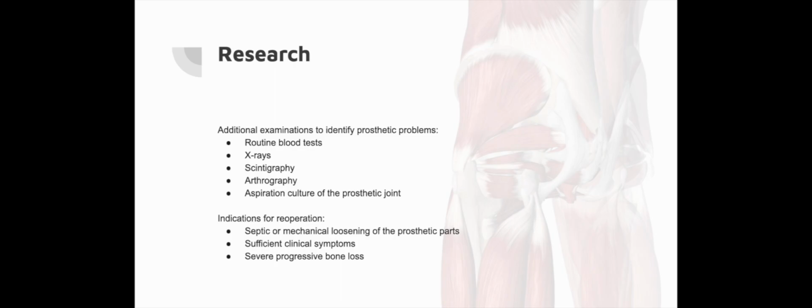Research. Additional examinations are often needed to distinguish prosthetic problems. Blood tests, X-rays, scintigraphy, arthrography, and aspiration cultures of the prosthetic joints are among the tests that can be performed, especially when there are severe symptoms or a suspicion of septic or mechanical loosening. Infection parameters in the blood may suggest an infection, but they may not always be abnormal in low-grade infections.